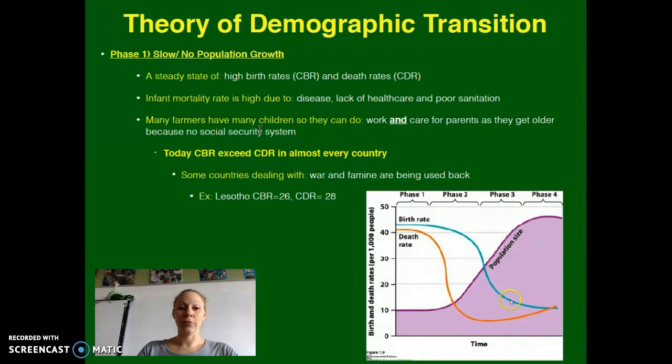So phase one, if you look here, this is phase one. There are certain countries that are in phase one. As you can see, there's a steady state of birth rates and death rates. And so there is no population growth at this point. It's a population steady state. And infant mortality is high at this point because there is disease, because there's a lack of health care, poor sanitation.